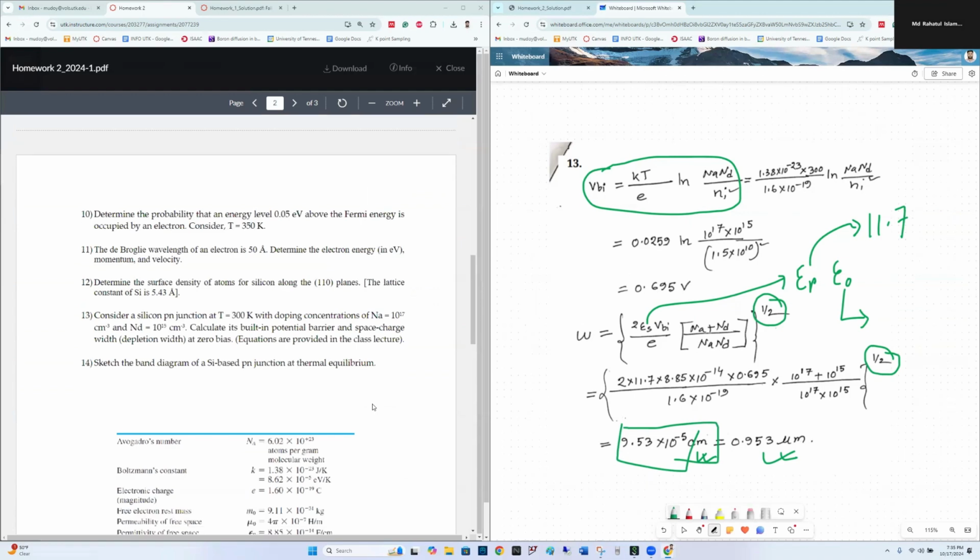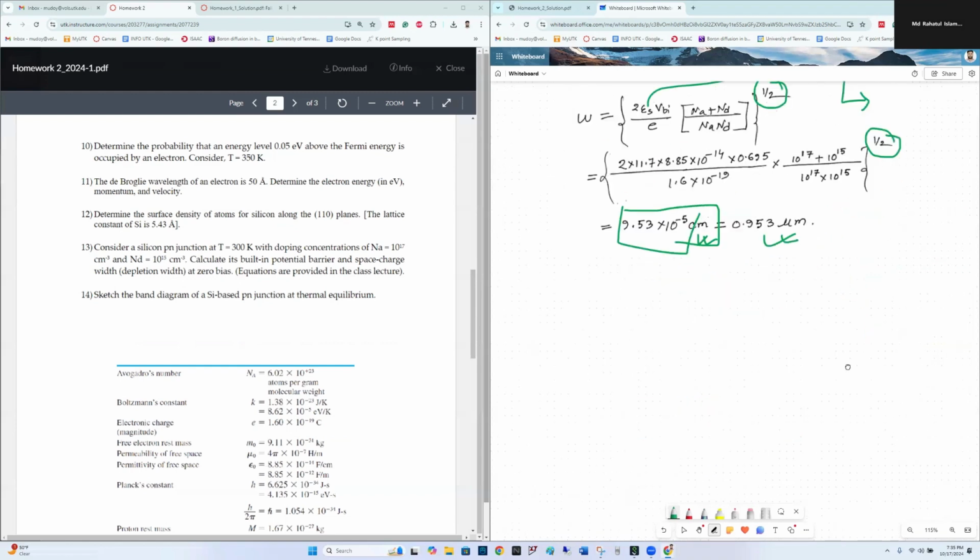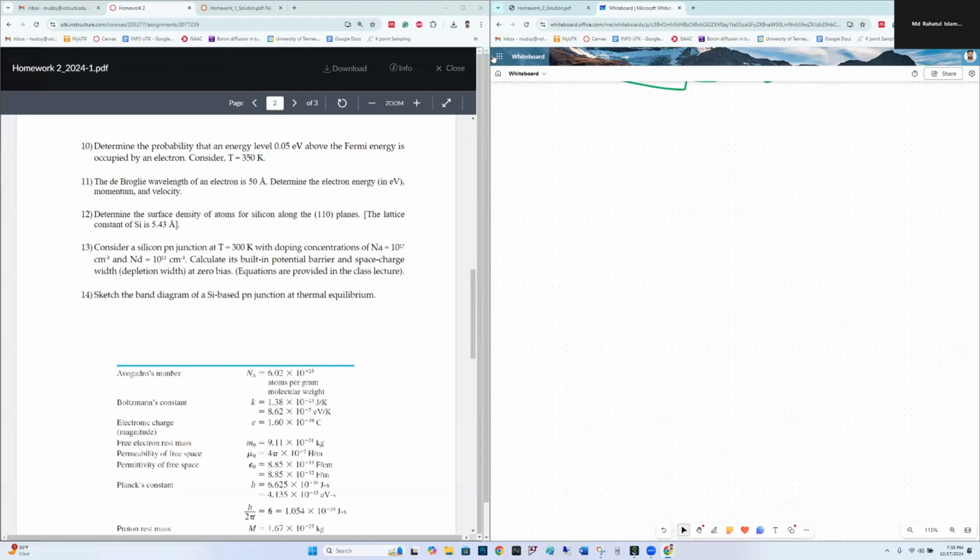Let's move to problem number 14. Here you have to sketch the band diagram of a silicon-based p-n junction at thermal equilibrium. So let's draw this. Suppose this is the p side and this is the n side, and this is the conduction band, and this is the valence band.